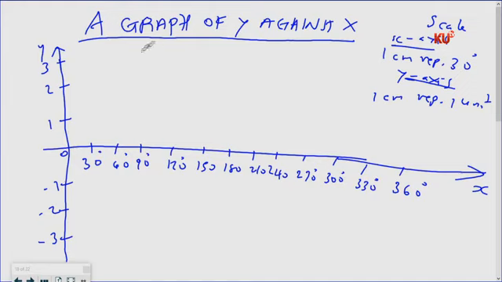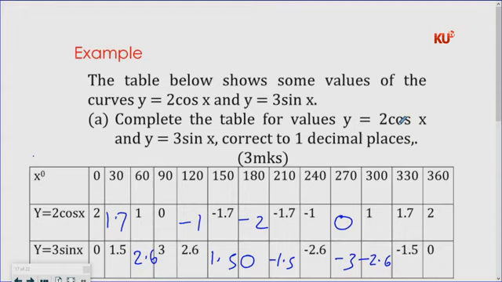So far, we have 3 marks. One is for the title, another mark is for the scale, another mark is for labeling. You have to label that this is the y-axis and this is the x-axis. Let's start with the first graph. The first graph here from 0 to 2. When x is 0, y is 2.